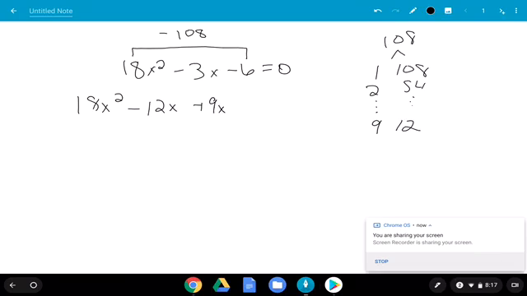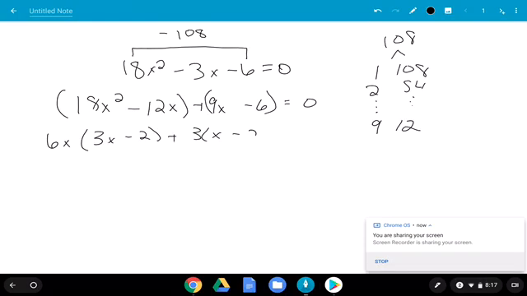So then you rewrite the equation to where you have 18x squared minus 12x plus 9x minus 6. Then you will group them together and then take out until you can get both parentheses to look the same. So you take out 6x in the first one, where it leaves you with a 3x minus 2. And in the second grouping, you will take out a 3, to where it also leaves you with a 3x minus 2.